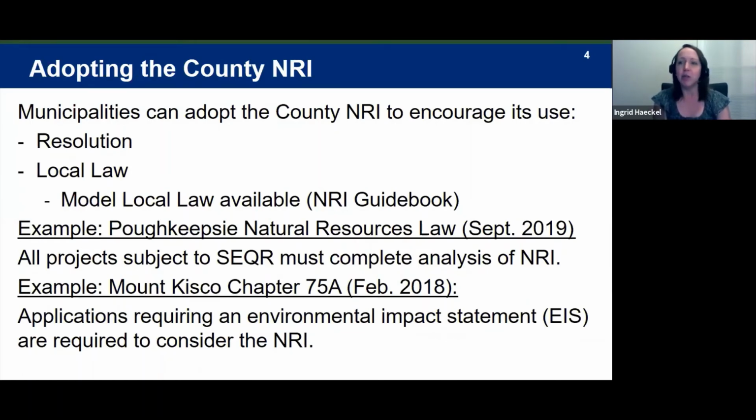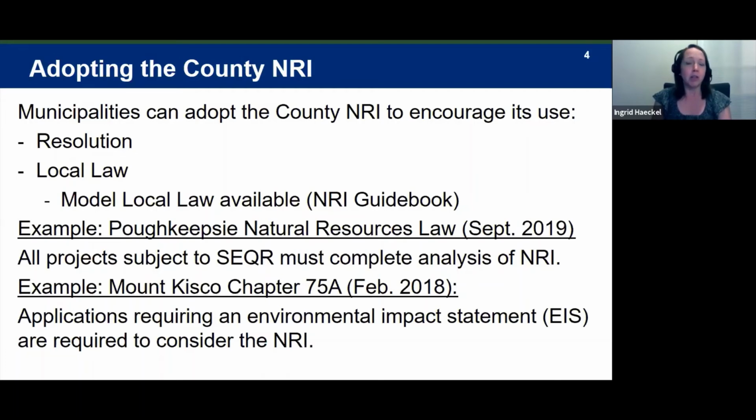Passing that resolution doesn't create any legal obligation to the town for what to do with the information in the inventory, but it does signal official support for using the document, which may be symbolic, but we think it's worthwhile to encourage its use by your local review boards. And we also really strongly recommend adding links to the County NRI and the Geodata portal, the mapping portal that we'll be introducing on Wednesday evening, to your town website. Those could be links through the planning board's page or your CAC if you have one, or wherever people from the public may be looking for municipal planning documents might be a good place to link to it.